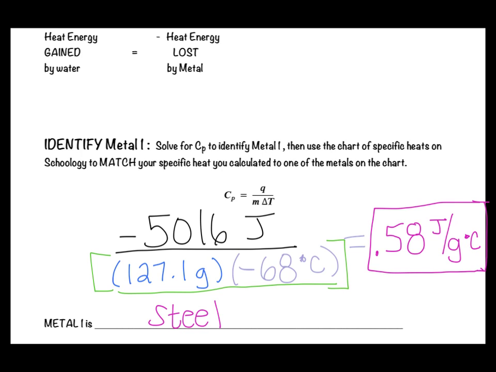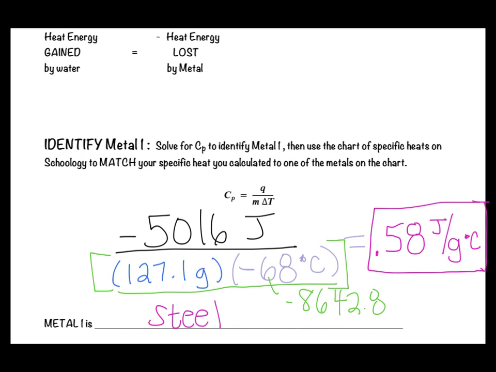I could do 127.1 times negative 68, and that gives me this quantity right here, which is negative 8,642.8. And then I can do negative 5,016 divided by negative 8,642.8, and that gives me 0.58. So if you need to, do this in 2 steps to make sure you're getting the correct number for C.